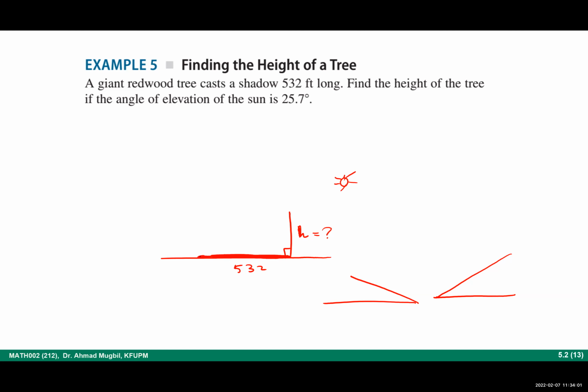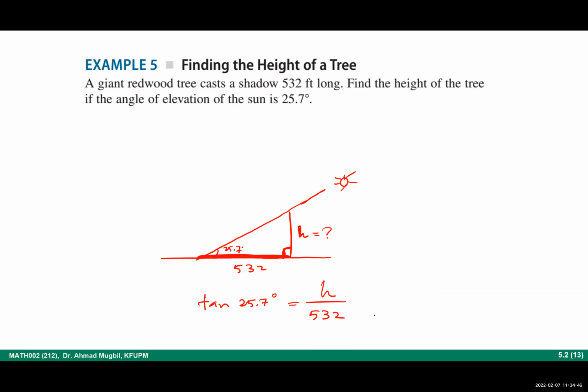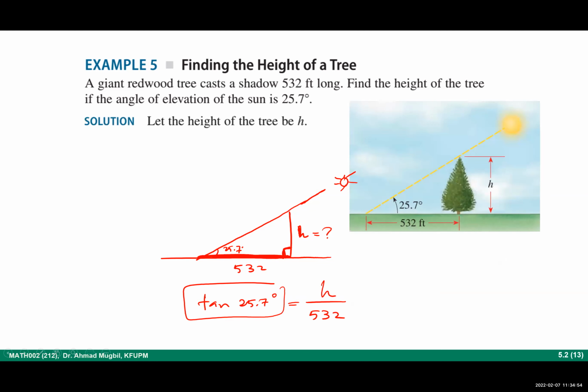If we are here, the angle of elevation to the sun will be the same. If you draw it here or here or here, the angle of elevation will be the same. This angle is the same as this, 25.7 degrees. So this is what we have. Now we have a right triangle, two sides and an angle. To find H, use tangent of 25.7 degrees, which will be H over 532. Now you need a calculator, of course. When we give you questions, we'll give you well-known angles, not this angle. You can solve this one by using a calculator and just evaluate.